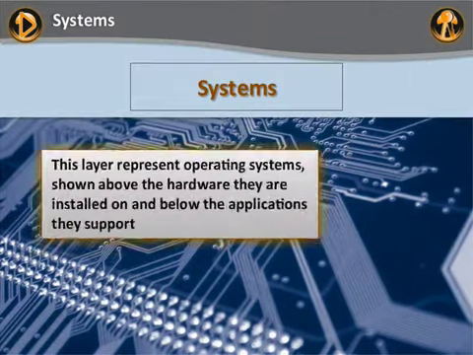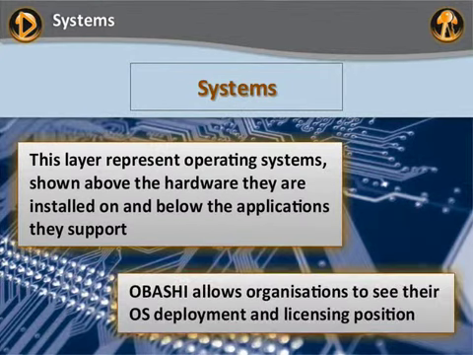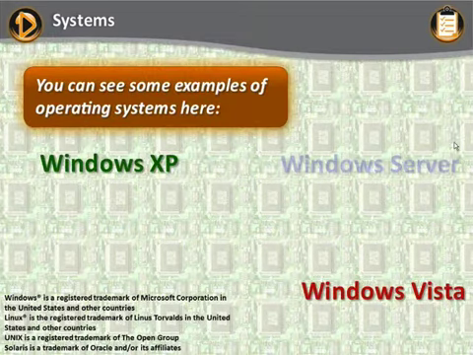The systems layer is used to represent operating systems. These elements are shown above the hardware they are installed on, and below the applications they support. OBASHI distinguishes between applications and operating systems. This allows organizations to quickly and easily analyze their OS deployment and licensing position. You can see some examples of operating systems here.